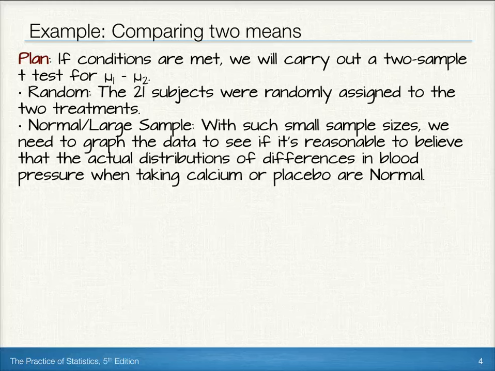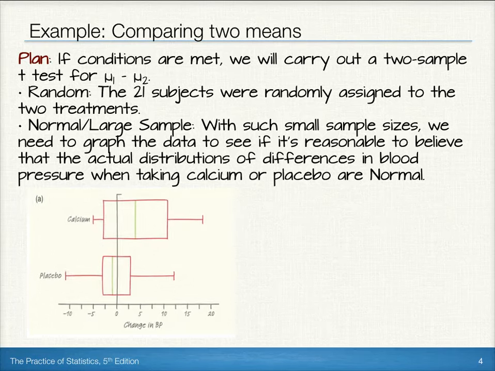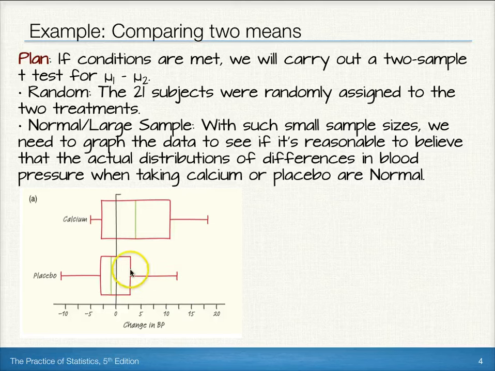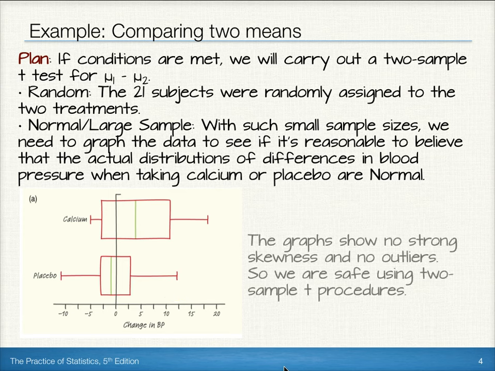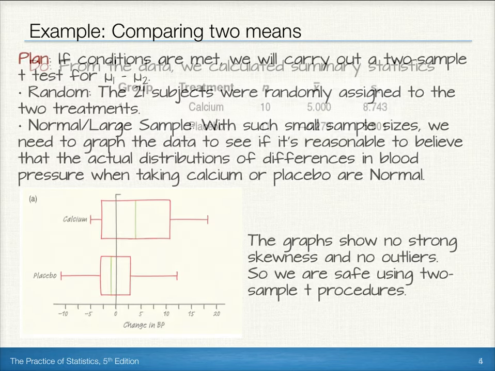For a normal large sample, we note that with such small sample sizes, we need to graph the data to see if it's reasonable to believe that the actual distributions of differences in the blood pressure when taking calcium or placebo are normal. Well, when we look at these comparative box plots, we can see that we don't have any evidence in our experimental group, the calcium group, of strong skewness or any outliers. And likewise in our placebo group, when we plot that sample data, we don't see strong skewness or any outliers. The graphs don't show those, so we're safe using two-sample t procedures.